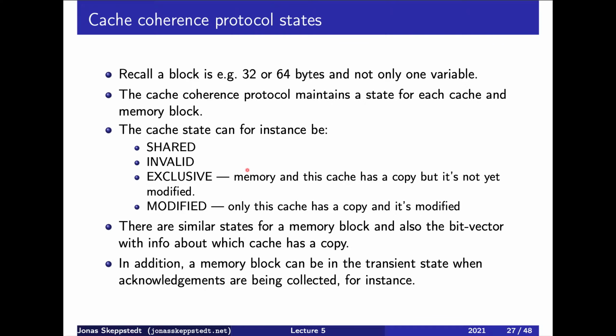And there are similar states for the memory block. And in addition, a bit vector with the information about which caches have a copy. Also, the memory block can be in a transient state when acknowledgements are being collected.